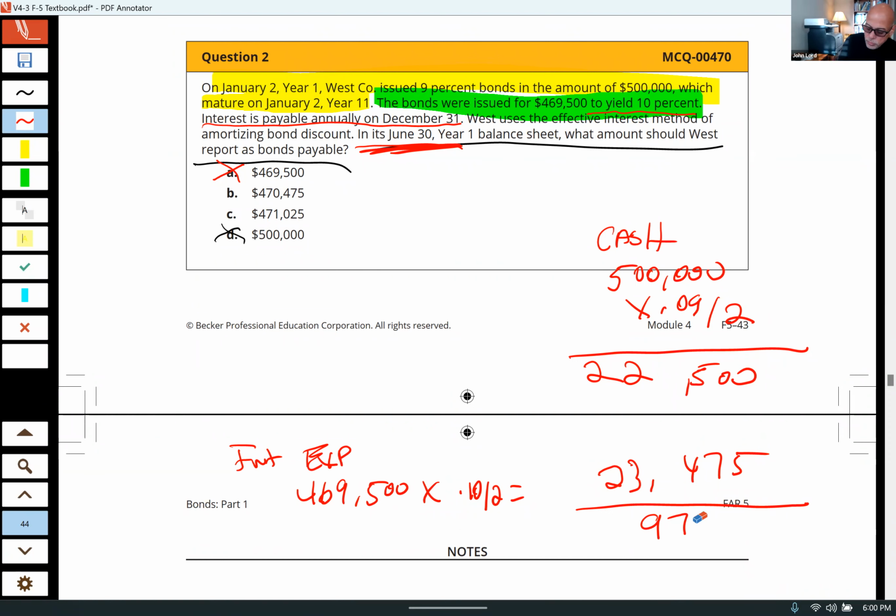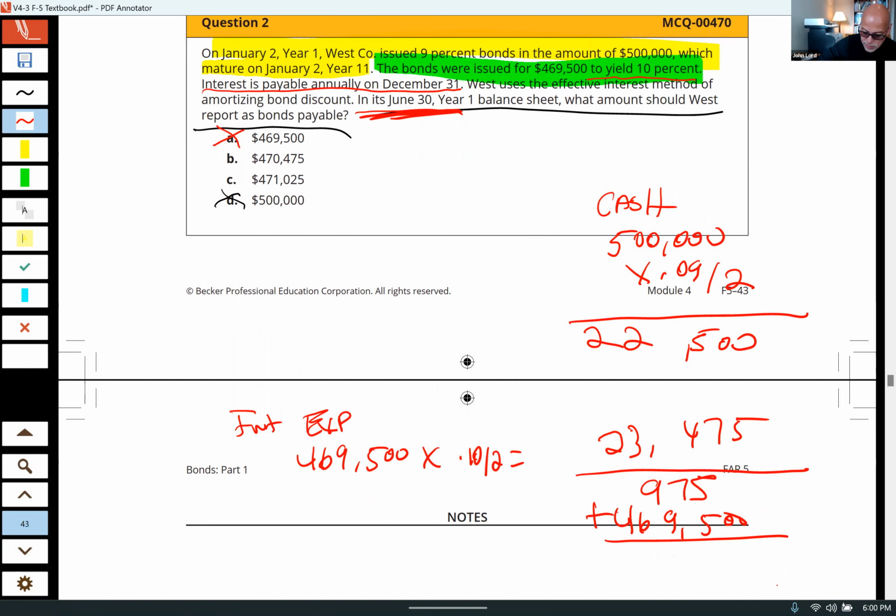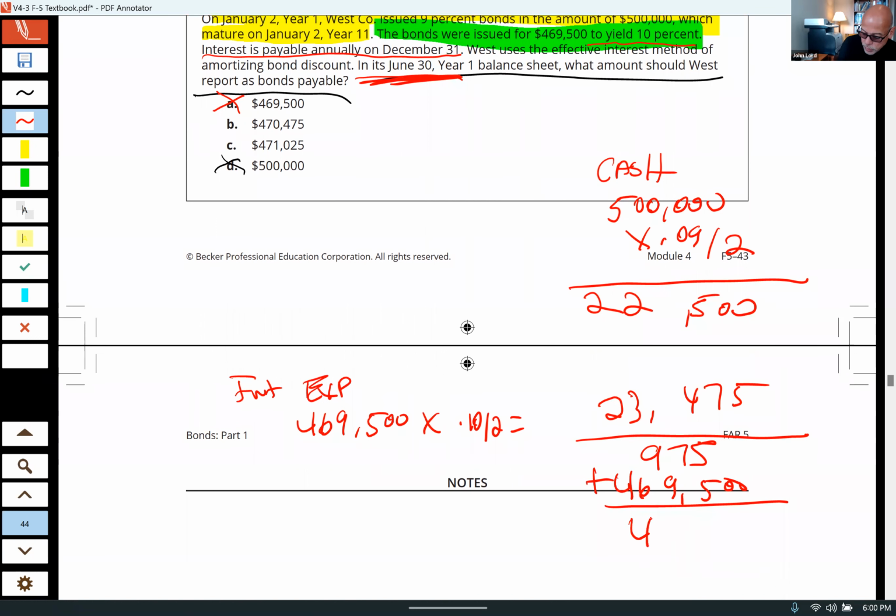And what do we do with discount amortization? We add it to the previous carrying amount of 469,500 that was given to me in the problem. And that then brings me up to the correct answer here, which was this 475, which most of us got. But there's no way it could be A, there's no way it could be D, so you could turn a question like this into a 50-50. If you start getting good at questions like this, guys, you're going to be in real nice shape for the exam.